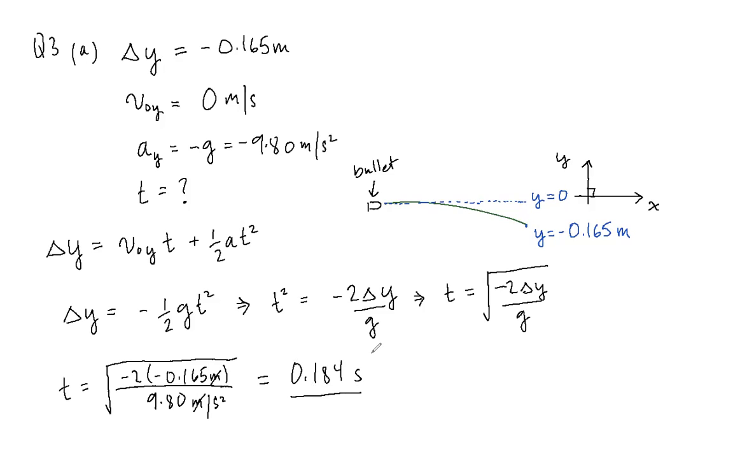So I'll let that sink in for a moment. And then we'll take a look at part B. Okay, so for part B, they ask, what is the speed of the bullet as it leaves the rifle? Okay, so let's take a look.